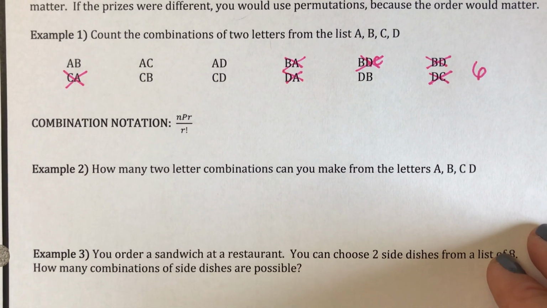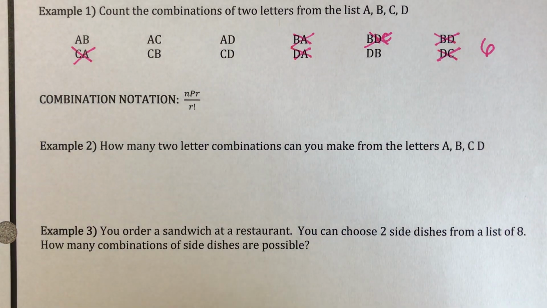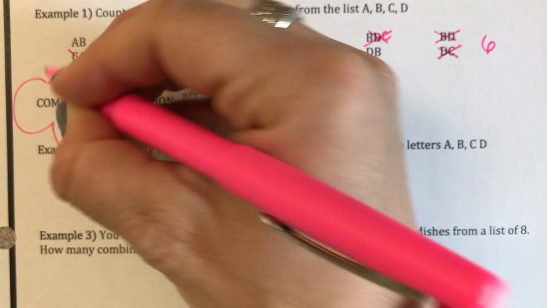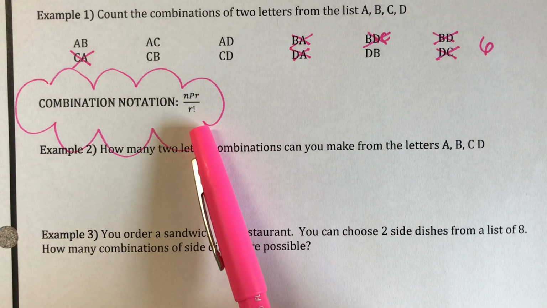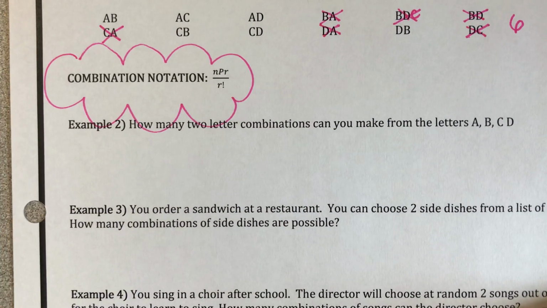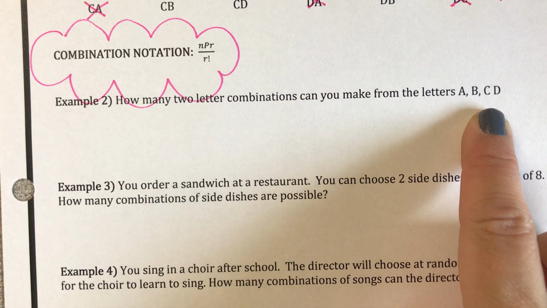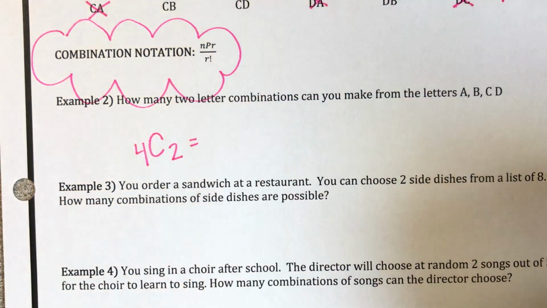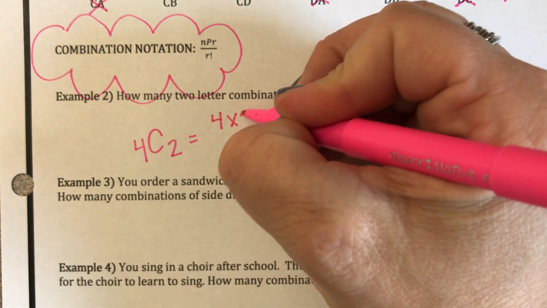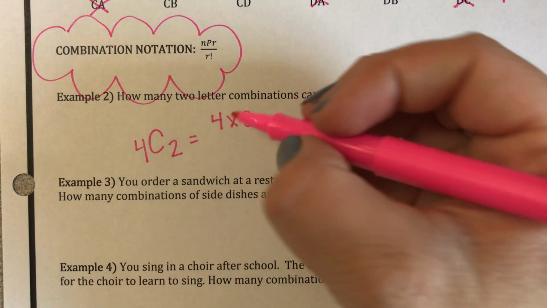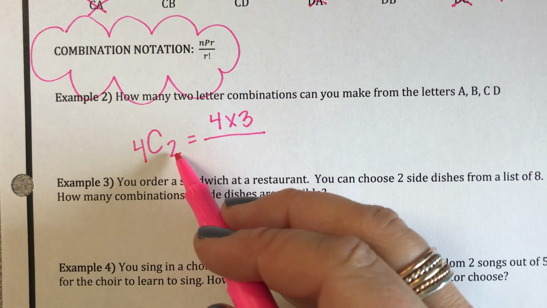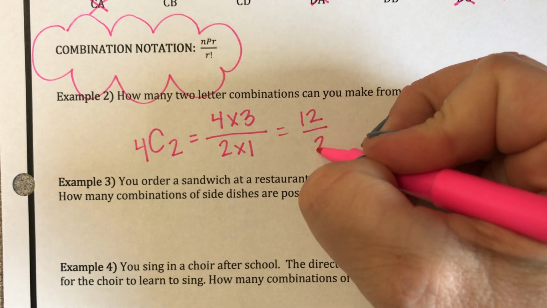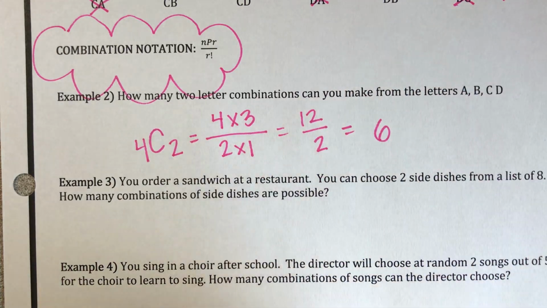Okay, but it's super annoying to have to write out a whole sample space and then cross out duplicates. So what we can do is use combination notation, which is where you do the permutation divided by the factorial of how many choices you're making. So we're going to set it up just like yesterday, where this would be 4C2. We're making combinations of 2. So the permutation, just like yesterday, is 4 times 3, right? That's what goes on top. But then on the bottom, because I'm making 2 choices, I divide by the factorial of 2. So 4 times 3 is 12, over 2 is 6, which is what we got up here.